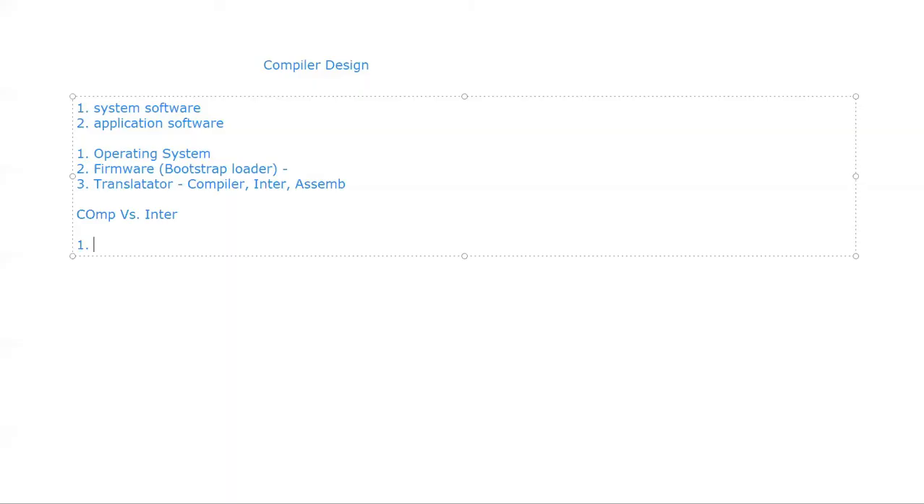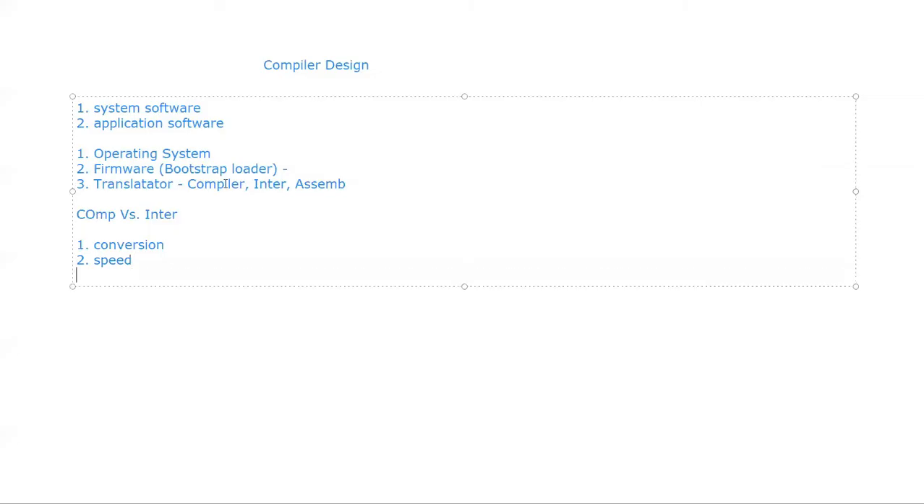So what is the first difference, or advantages or disadvantages, between compiler and interpreter? The first difference we'll take from the definition. The compiler will convert your high level language program into low level language as a whole, while your interpreter will convert your program line by line. Fine. So what will happen according to the first difference? When your program is converted as a whole to the low level language, obviously your speed will be fast. That is the second difference. So first is the difference of the conversion, second is the difference of the speed. Obviously your compiler will be faster in comparison to the interpreter because it is converting your program as a whole, and the interpreter is converting your program line by line.